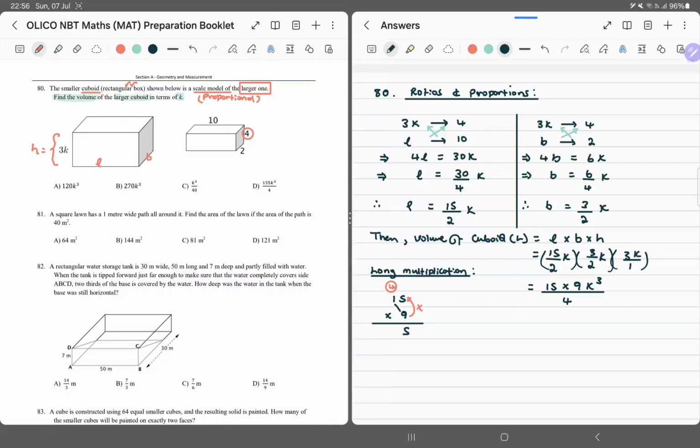And then we say 9 times 1 is going to be essentially 9. And then we add the remainder from the previous one. So that becomes 13. So we organize this in hundreds, tens, and units. And so this is our answer.